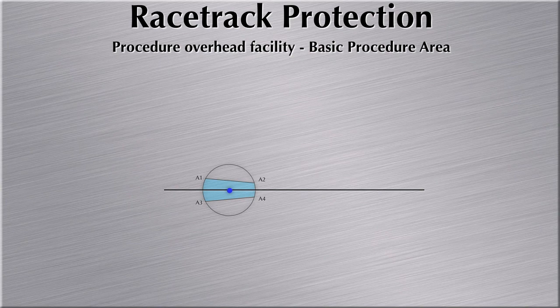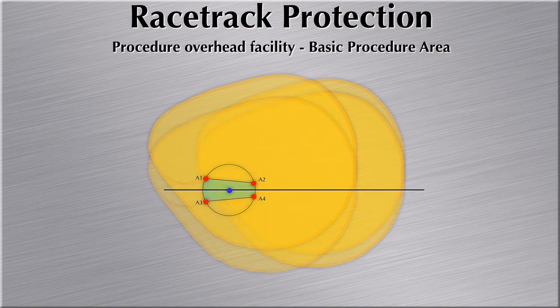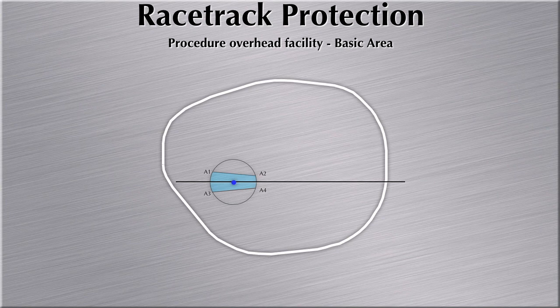First, we need to draw the overhead tolerance for an NDB or a VOR. That will result in the 4 points A1, A2, A3 and A4. Then we take the template point A and place it on A1 and draw the outline. Then we take the template point A and place it on A2 and do the same. Then we place it on A3 and draw the outline, and then we place it on A4 and draw the outline. In the end, we connect the 4 outlines with straight tangent lines. This combines to the basic area that protects aircraft turning in the holding.